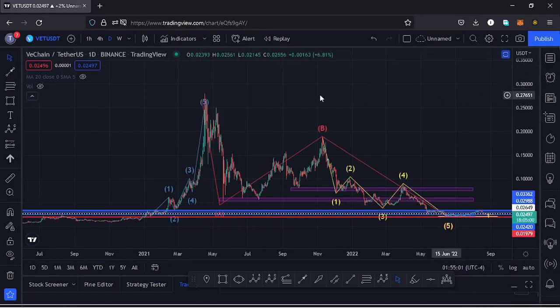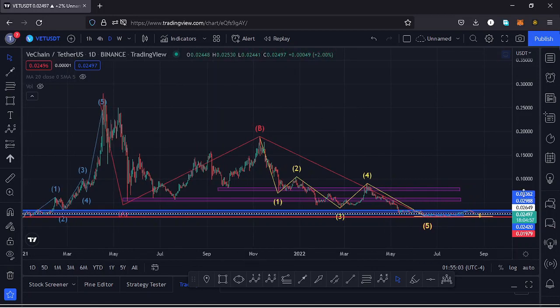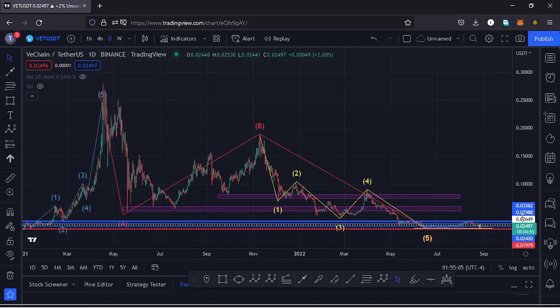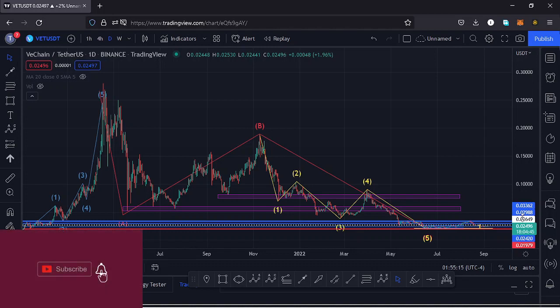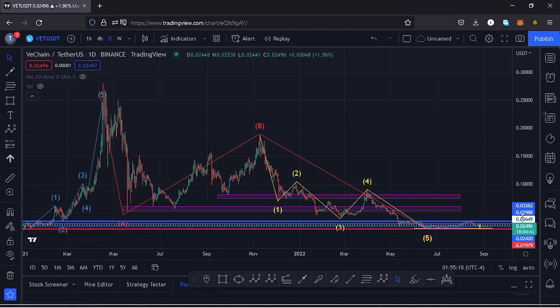And in this video I want to give you the key scenarios that I expect to play out, basing my analysis on the Elliott waves and the Fibonaccis, and also the key areas of support and resistance, and also show you the key chart patterns that we have information on this chart. So if you're interested in such content, make sure that you stick around till the end of the video.